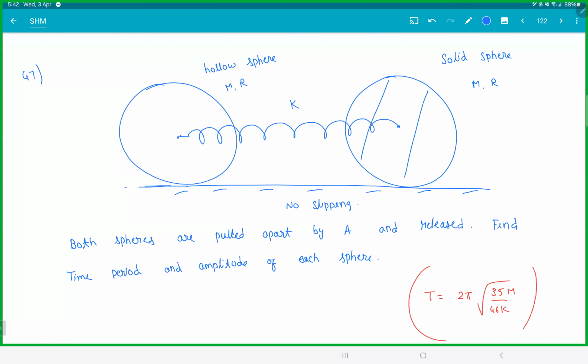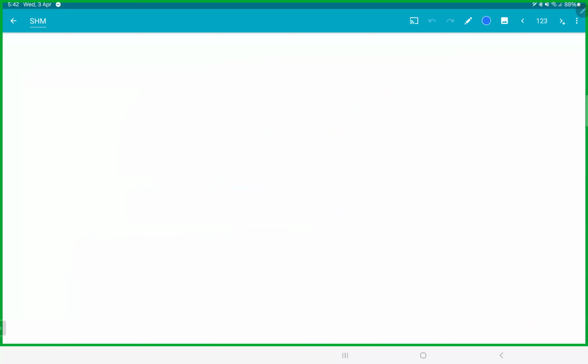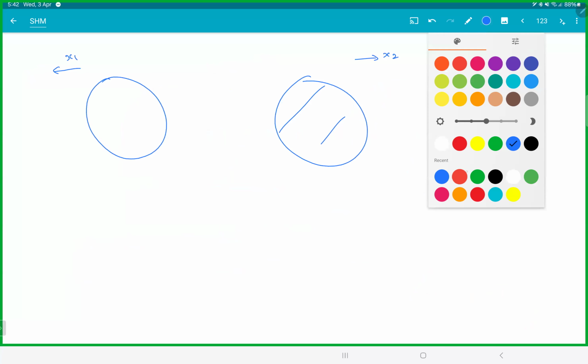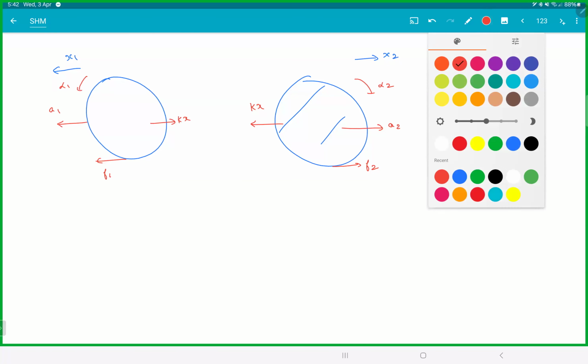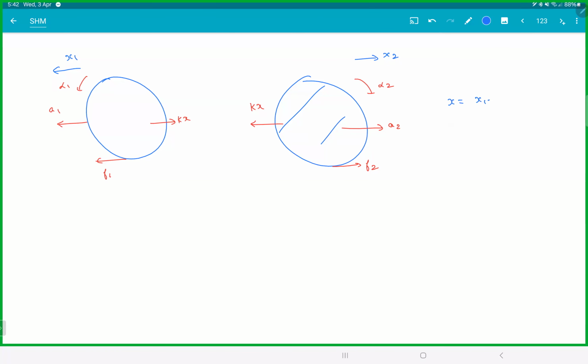Okay. How to do this thing? First thing, you have pulled it apart by A. So for the hollow sphere and the solid sphere, let this go by x1. Let this go by x2. Let this acceleration be a2. Let this be alpha 2. This friction is f2 and this will be kx, where x is the elongation in the spring. So this is kx. This is f1. This is a1. The headache is that everything is different here. Here we have x is equal to x1 plus x2, where x is the elongation in the spring.